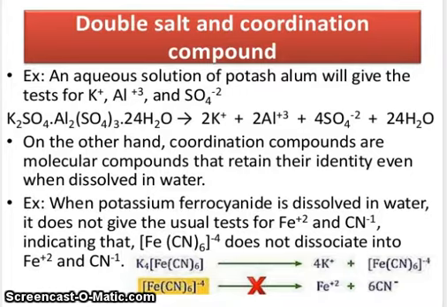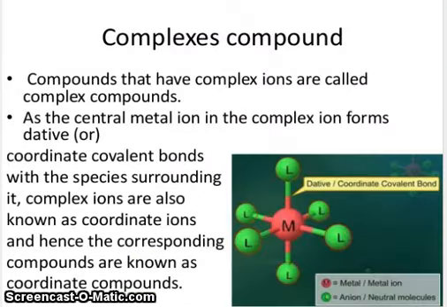You can see here. On the other hand, coordination compounds are molecular compounds that retain their identity even when dissolved in water. So, when potassium ferrocyanide is dissolved in water, it does not give the usual test for Fe2+ and CN-, indicating that [Fe(CN)6]4- does not dissociate into Fe2+ and cyanide. So, you can see the coordination compound.